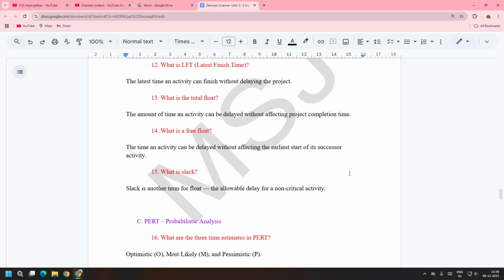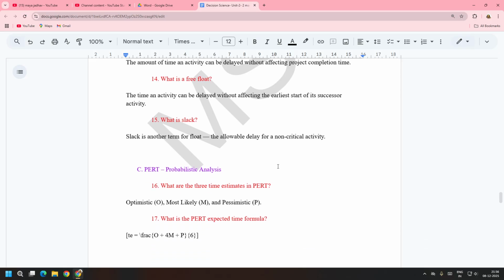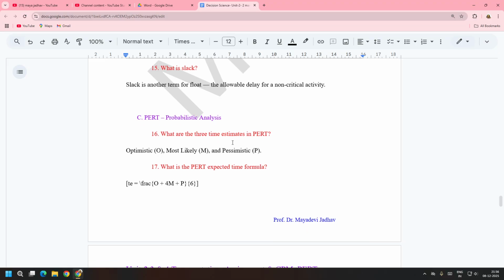What is the free float? The time an activity can be delayed without affecting the earliest start of its successor activity. What is slack? Slack is another term for float, the allowable delay for the non-critical activity. What are the three time estimates in PERT? Optimistic, most likely, and pessimistic.